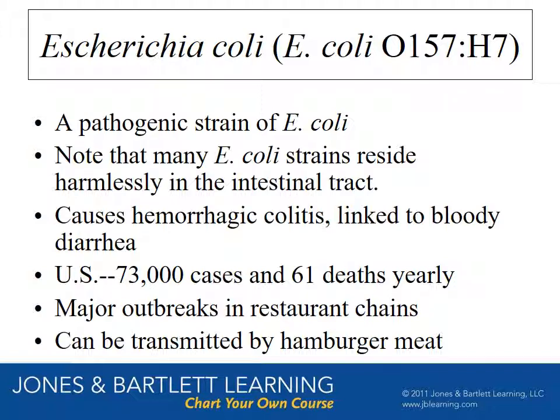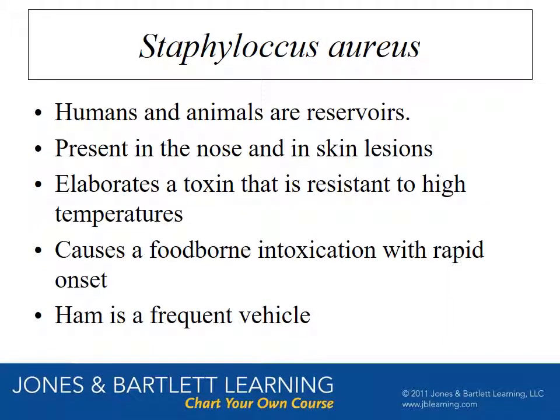It causes colitis, which means it produces hemorrhaging in the colon and produces bloody diarrhea, but the concern is that this can go on to be more severe. There are approximately 73,000 cases annually and 60 deaths, and major outbreaks have happened in restaurant chains. It's often associated with hamburger meat and improper cooking conditions.